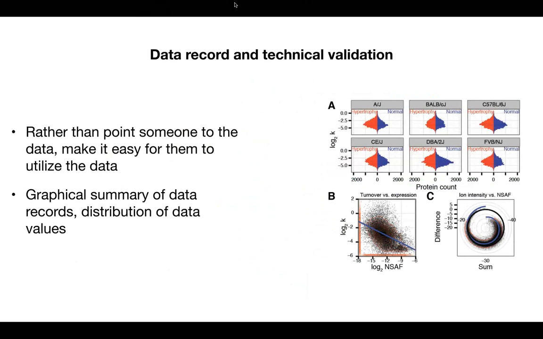In panel C, we have a sum-difference Bland-Altman kind of plot on how well the protein expression values agree when you measure them in two different ways, with spectral counts and with similar intensity, which we plotted on polar coordinates.